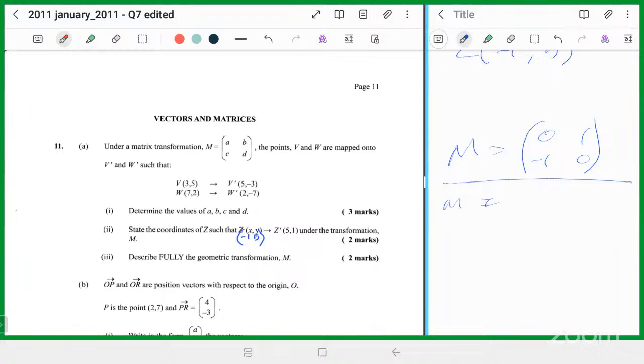M is a 90 degree clockwise rotation. You can't stop there. If you stop there, you're going to lose a mark. You have to say about the origin. You have to say the center: about the origin.